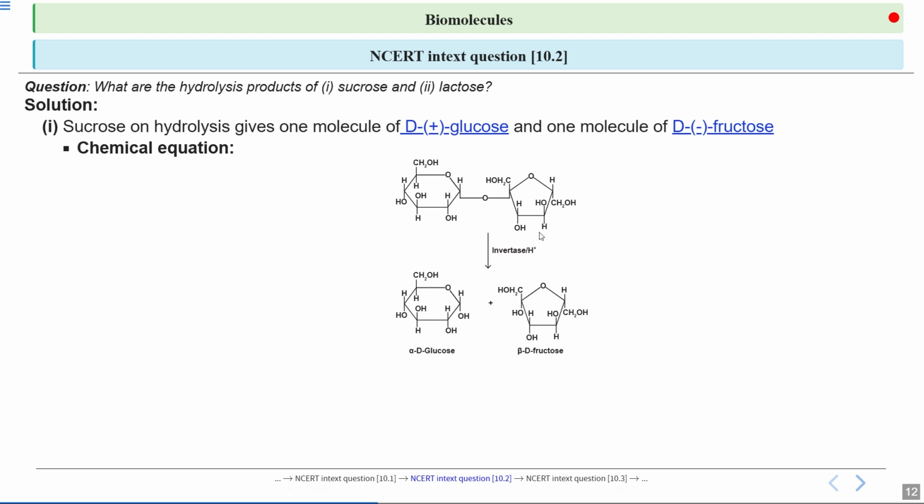So if you will see, this is a molecule of sucrose, okay, on hydrolysis in the presence of an enzyme or an acid, this sucrose will react with water and it will produce one molecule of D-glucose and another molecule of D-fructose. Okay, so this is a glucose and this is a fructose. So this is their hydrolysis product.